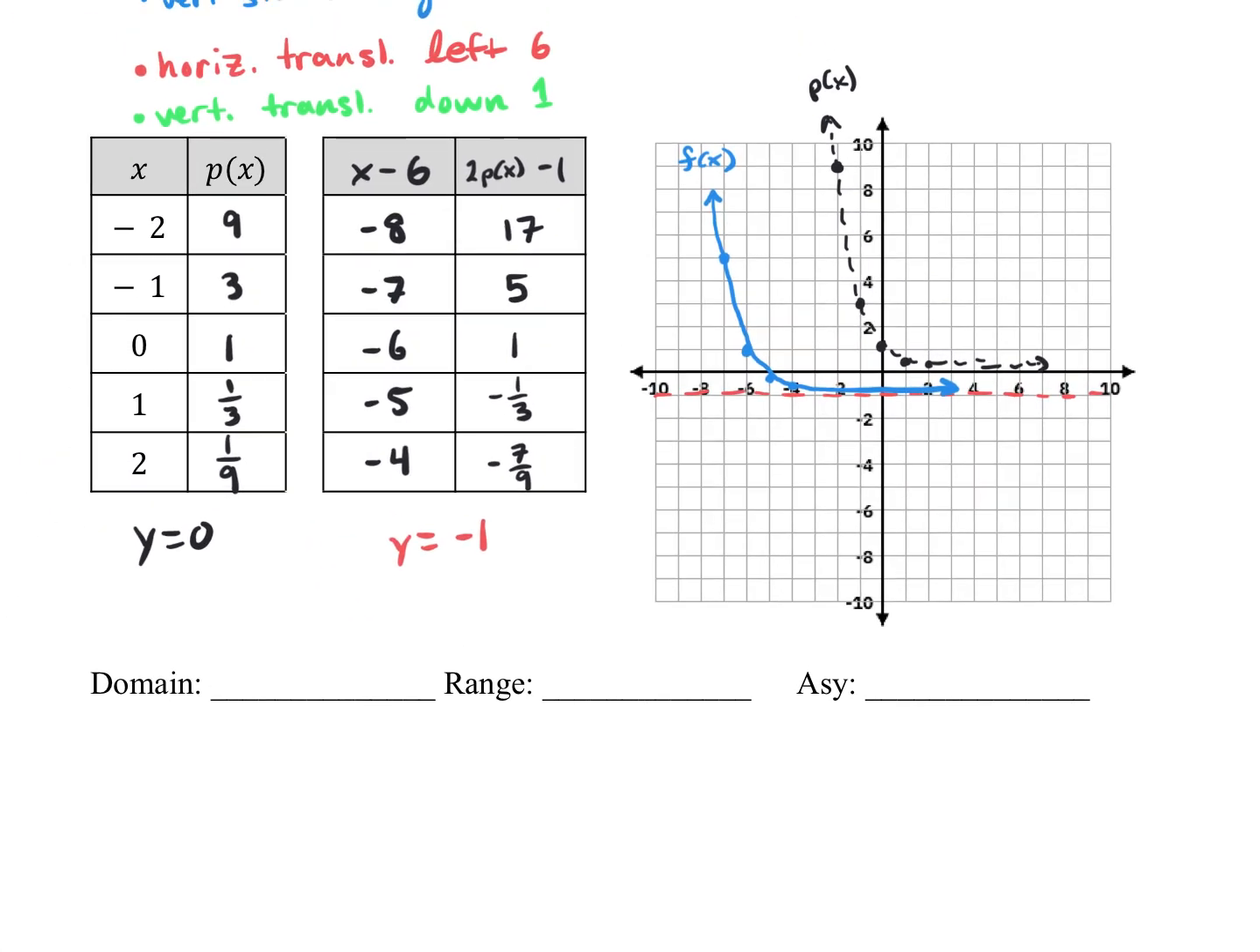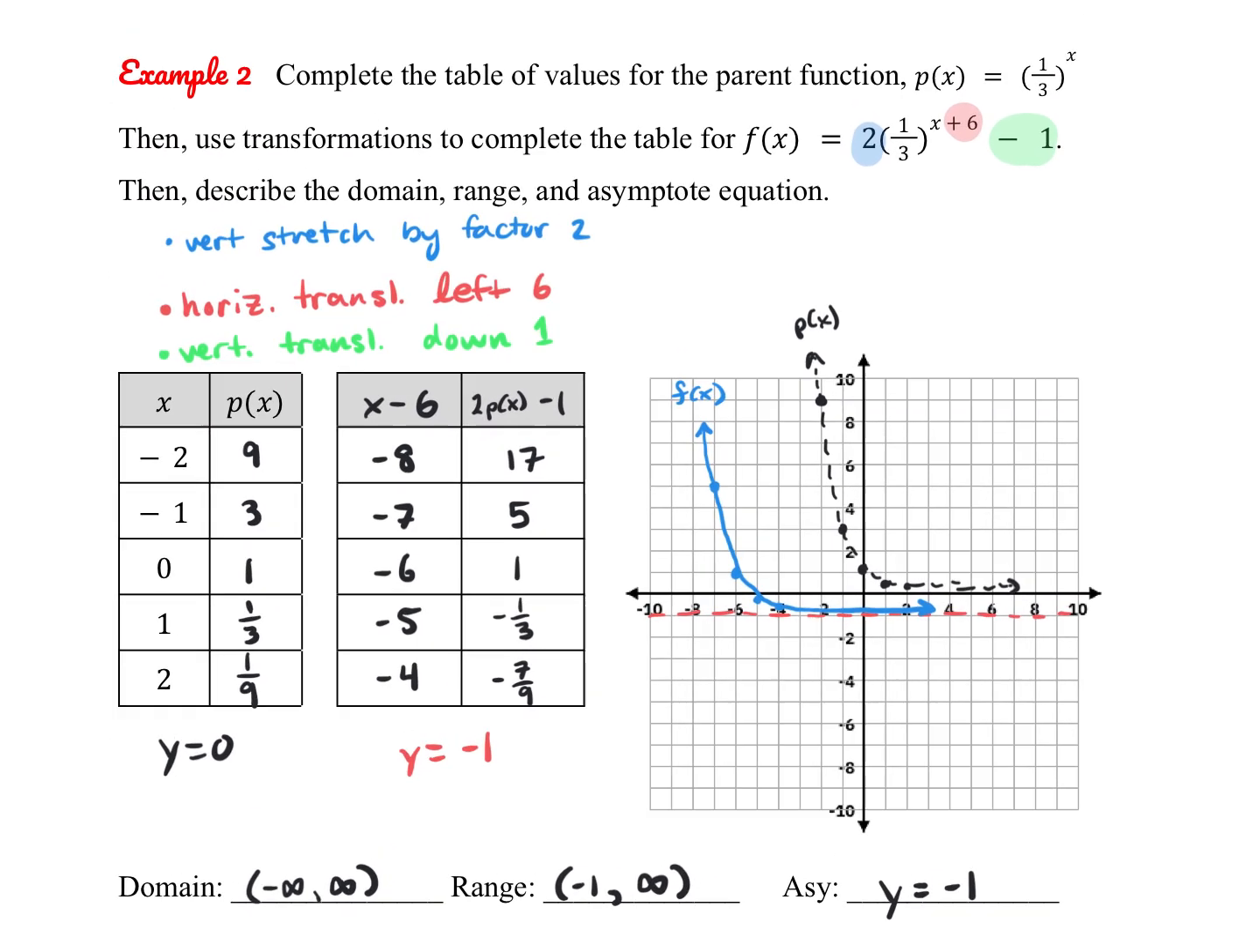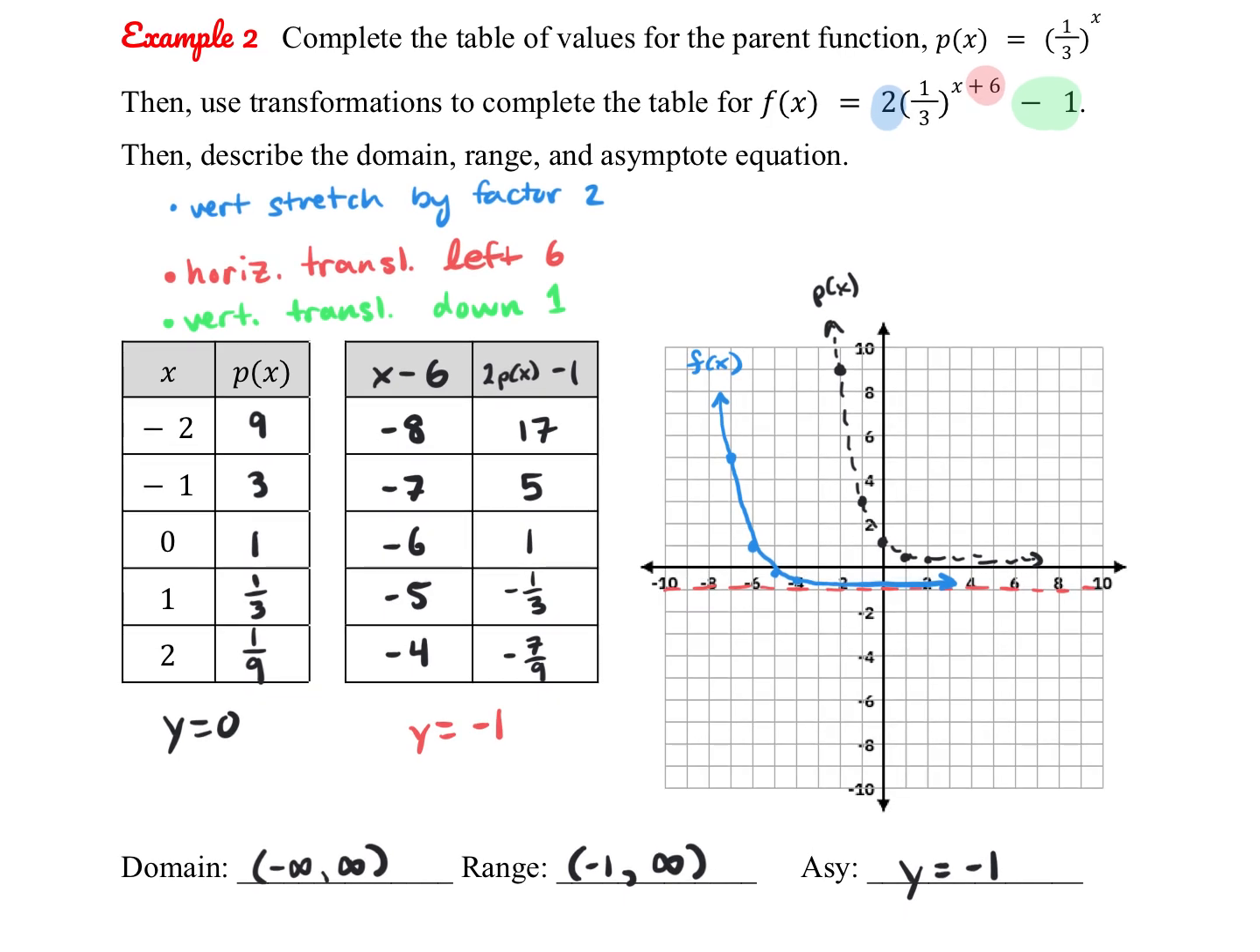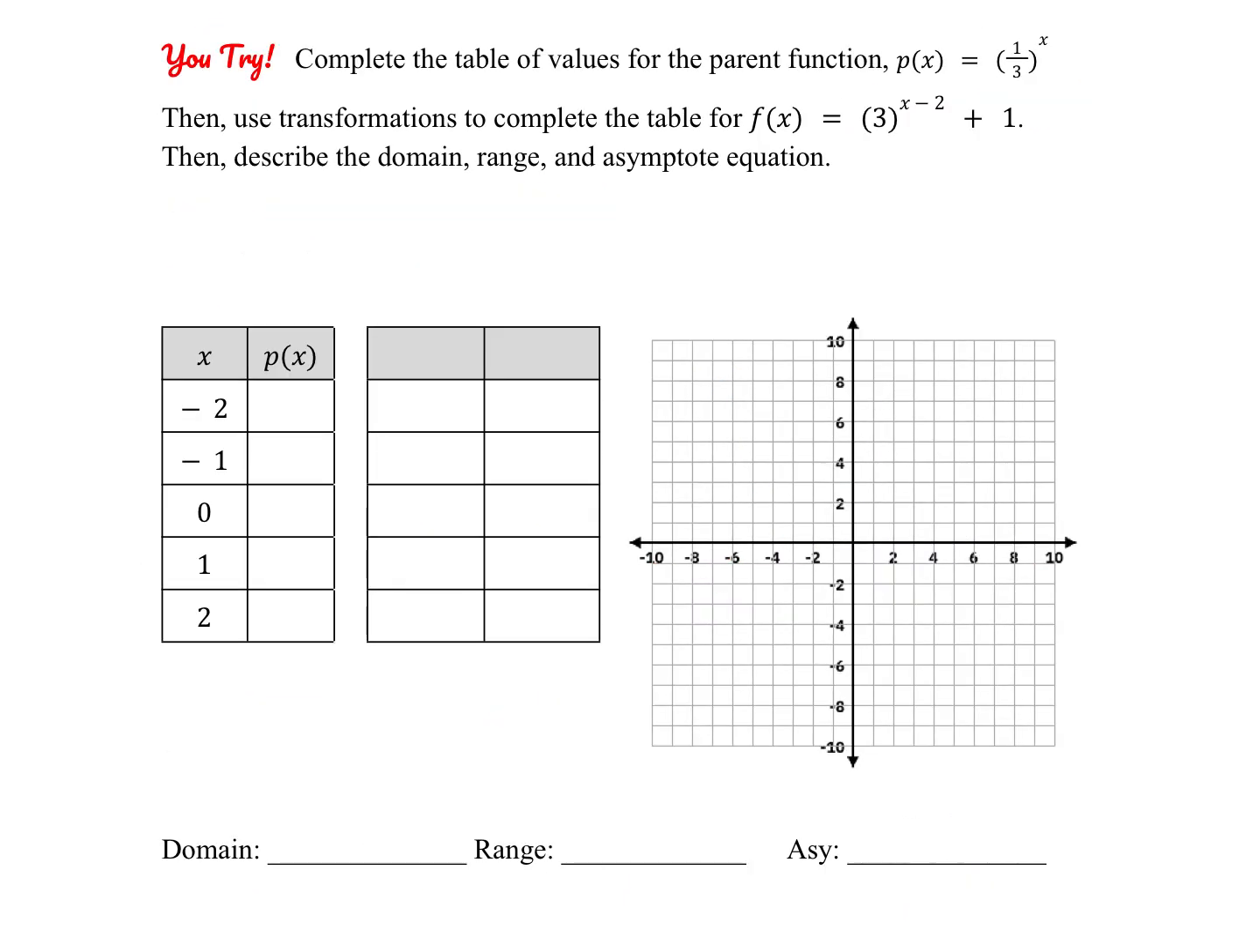So again, our domain for these should always be all real numbers, but our range will be restricted. Our low value is -1, not inclusive, and it will go up forever, so our high value is infinity. And our asymptote equation is y = -1. All right, go ahead and pause the video and give this one a try, noting that this time the parent function is 3 to the power of x.